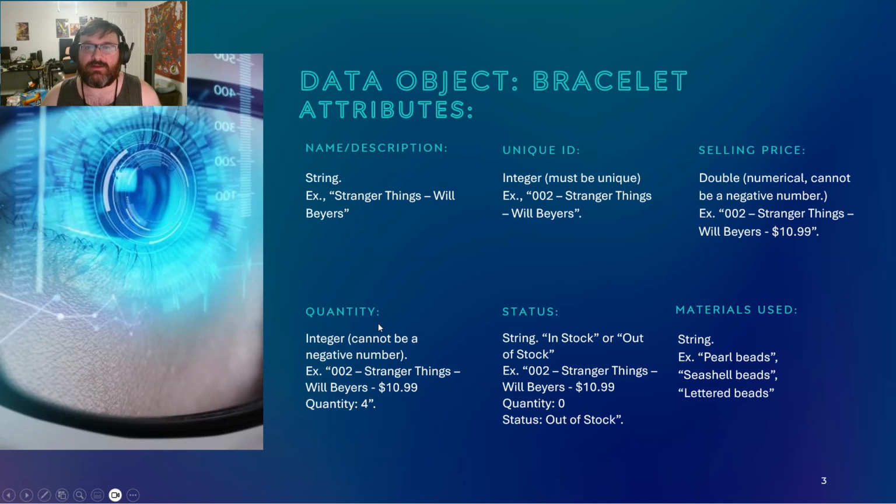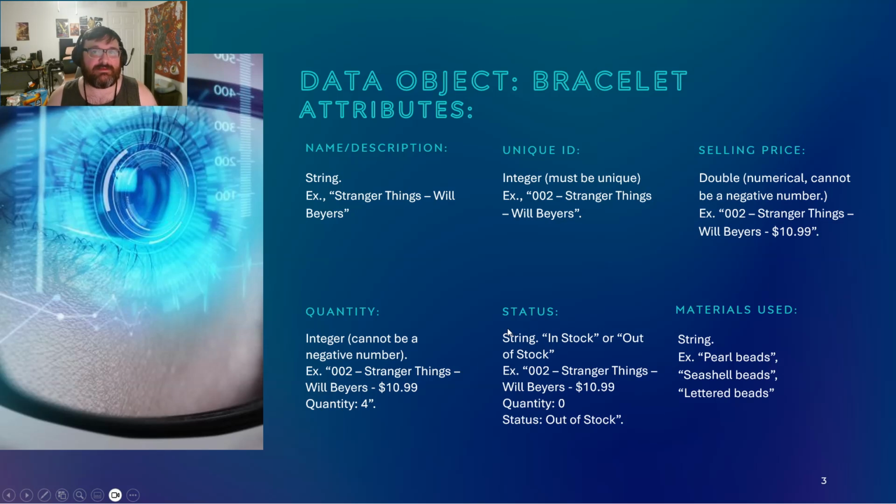Quantity, since we are dealing with single digits, can be just an integer, but it can't be negative because if you have negative quantity, that means you're out of stock. That's why we are also setting that to it cannot be a negative number. An example of that, as we can see here, is 002 Stranger Things Will Byers, $10.99, quantity 4.